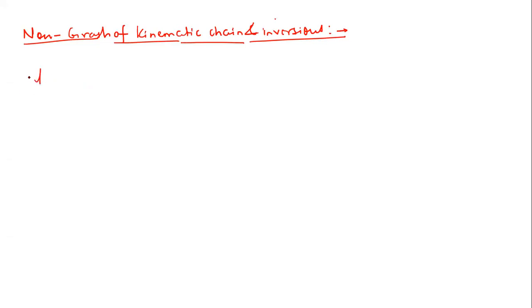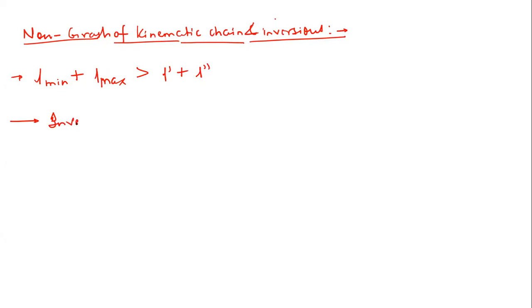Now in non-Grashoff kinematic chain, just tell me, what is a non-Grashoff kinematic chain? What could be the possible definition of this? When the sum of the lengths of the shortest and longest link is greater than the other two links. Right? So now it is simply the reverse of Grashoff kinematic chain. That is, in this case, the sum of the shortest and largest link will be greater than the sum of the lengths of the other two links, right?